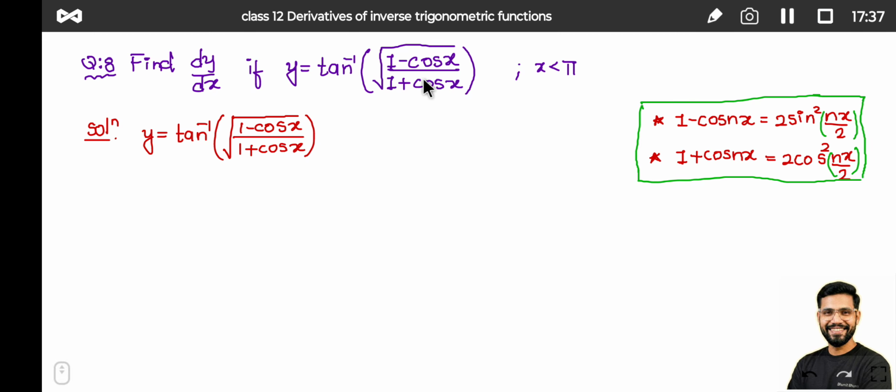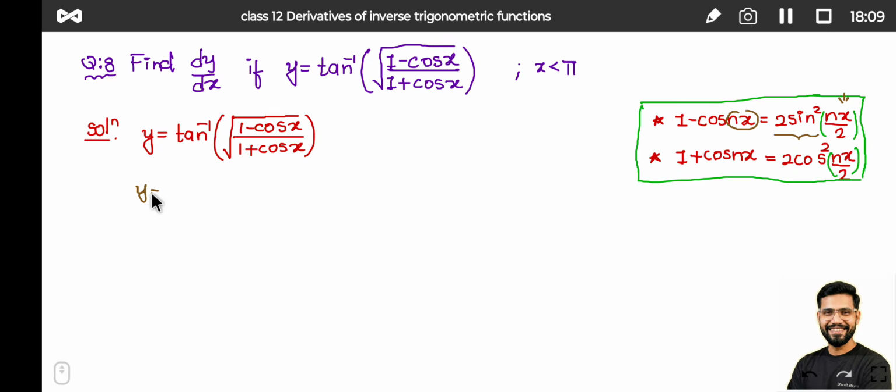Okay, so whenever you are getting this type of terms, 1 minus cos and 1 plus cos, we have two important results. 1 minus cos nx can be written as 2 sine square nx by 2. Means whatever angle is here, half of that angle will come here. And 1 plus cos nx means 2 cos square nx by 2. Okay, 1 minus means sine square, 1 plus means cos square. 2 is fixed. So we'll apply these formulas here.